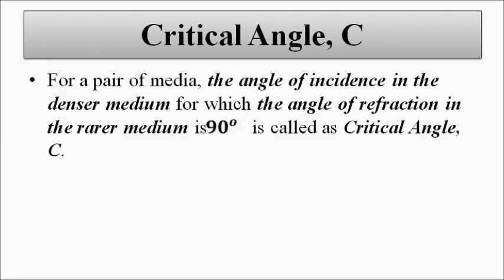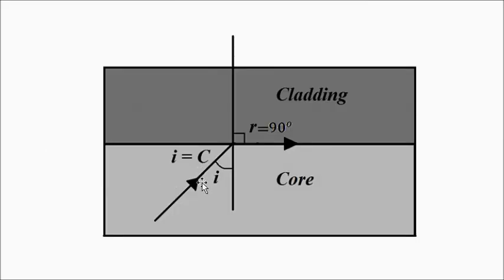So what this definition means is that the critical angle is that angle such that when a light ray travels from the core to the cladding, that is, from an optically denser medium to an optically rarer medium, it is that angle in the denser medium, measured with respect to the normal, such that the refracted ray has an angle of refraction equal to 90 degrees. So when the angle of incidence in the denser medium, or the core, is equal to this critical angle, the angle of refraction will be 90 degrees. The refracted ray will make an angle of 90 degrees with respect to the normal.